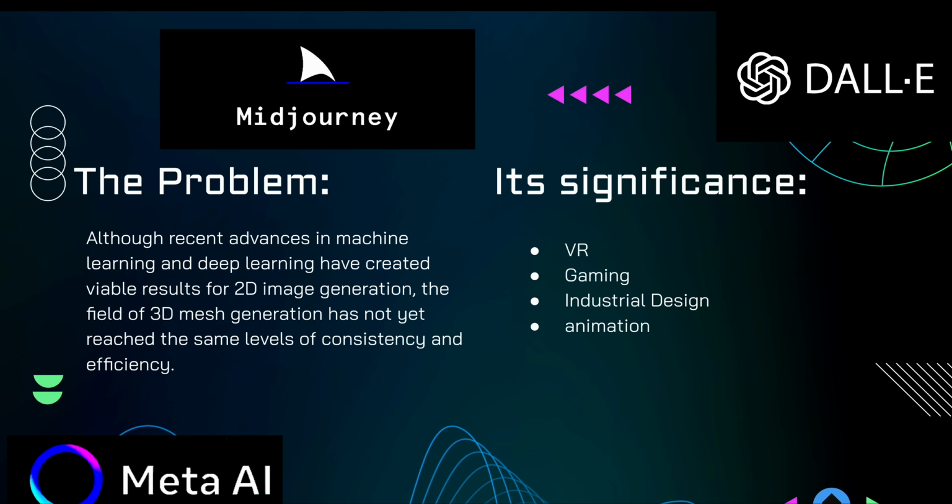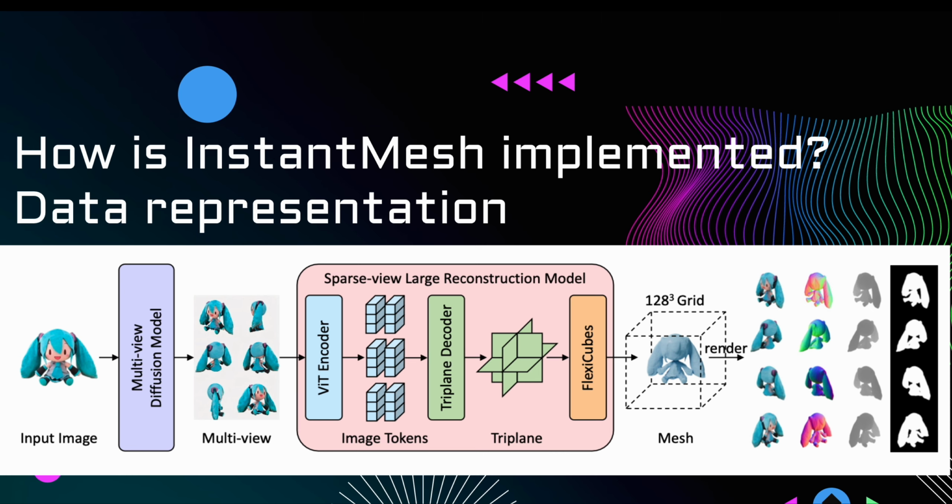The problem we face is that although recent advances in machine learning and deep learning have created viable results for 2D image generation, the field of 3D mesh generation has not yet reached the same levels of consistency and efficiency. This paper will have significance in the fields of virtual reality, gaming, industrial design, and animation.